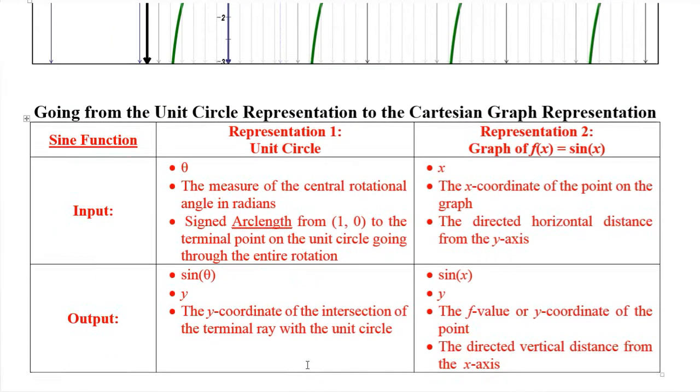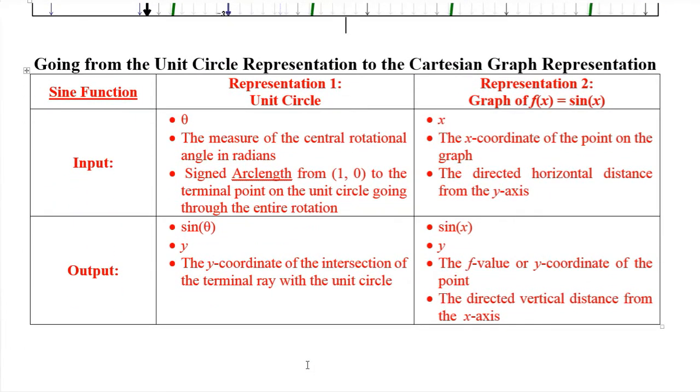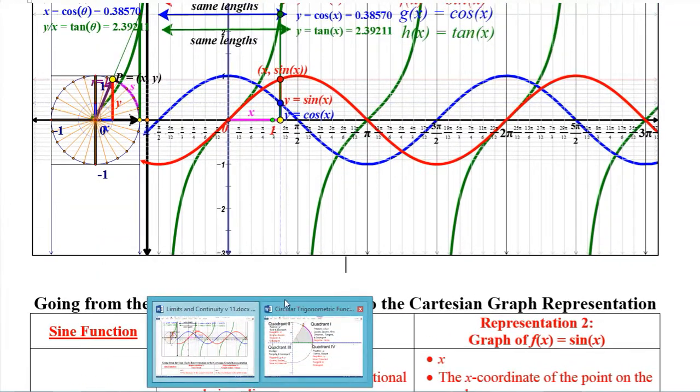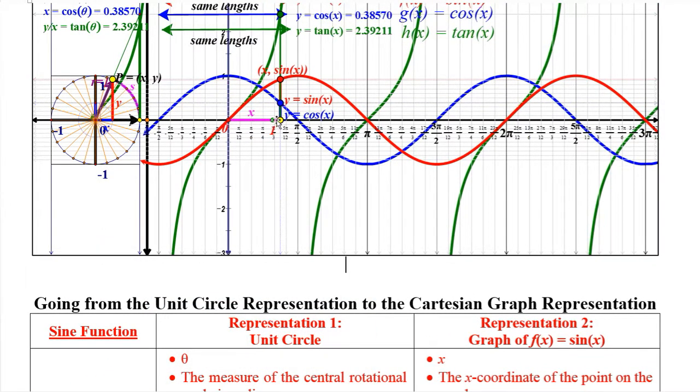Okay, now, once again, let's make sure we got this. For a sine function, we have two representations. On the representation of the unit circle, the input is theta, the measure of a central rotational angle. It's the signed, plus or minus, arc length from the point (1, 0) to the terminal point on the unit circle going through the entire rotation. In representation 2, x is the input, f of x equals sine of x. It's the x-coordinate of the input on the graph, which is a directed horizontal distance. And again, in the picture, we saw those as the pink distance here, and it's the exact same pink distance bent around the circle there.